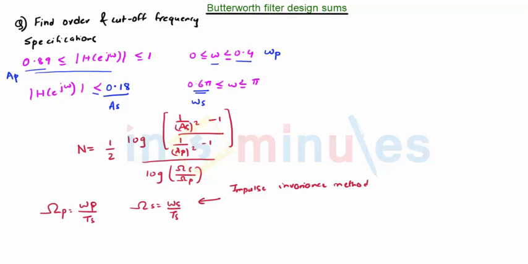In this case, the sampling time is not given, so we will assume that Ts is equal to 1 second. As Ts is equal to 1 second, obviously Ωp is equal to ωp and Ωs is equal to ωs. You will see that this is equal to 0.4π and this is equal to 0.6π. Now we can easily find the value of capital N, that is the order of the filter.